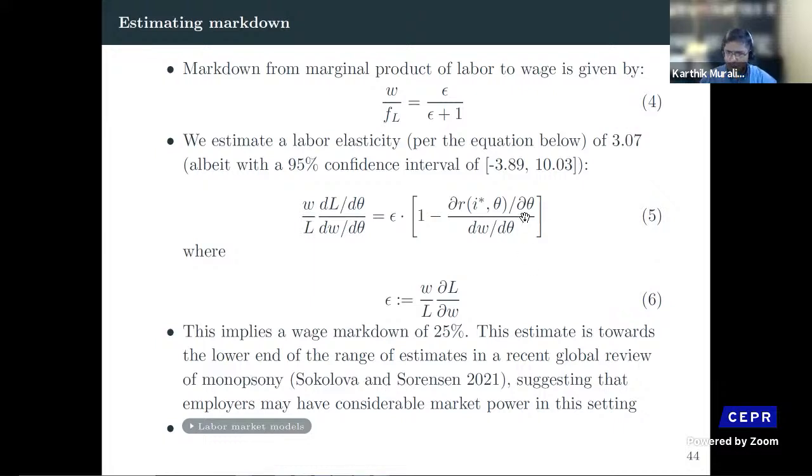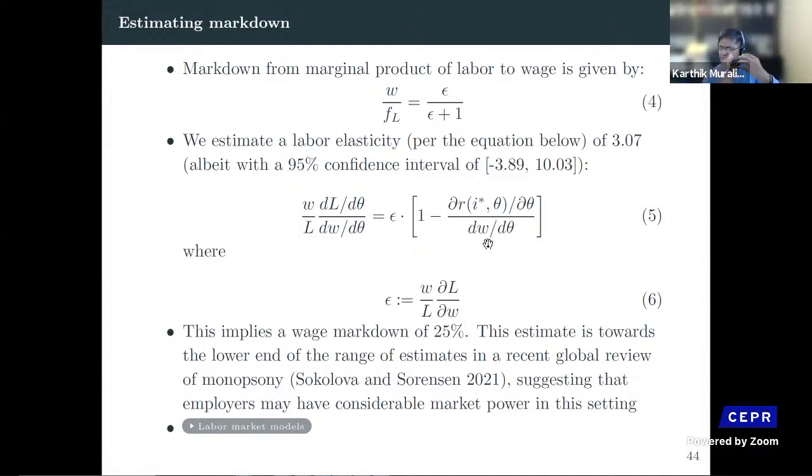But essentially what we show in the model is that you can back out this elasticity using these two parameters: the change in the reservation wage, from the change in theta, which is the extent of improvement in NREGA as an outside option. And you divide that by the change in the actual market wage.